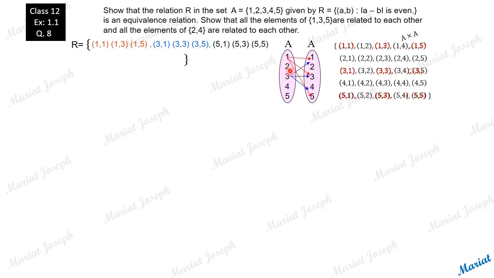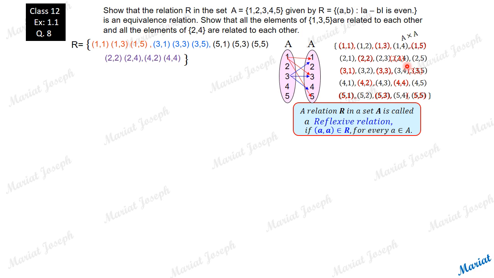Let's go to 2. (2, 2) and (2, 4). Because 2 minus 2 is 0, and for (2, 4), 2 minus 4 is minus 2. Its modulus is even. And these are the elements (2, 4) and (4, 2), (4, 4) also. Only these highlighted pairs are picked up to form the subset, to form the relation. According to the given condition, these are the only pairs that can fall in this relation.